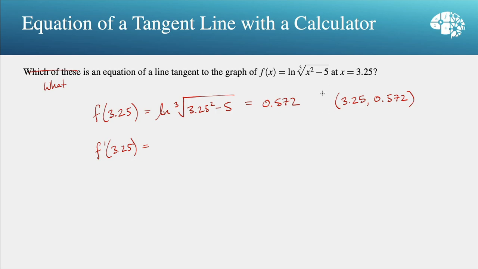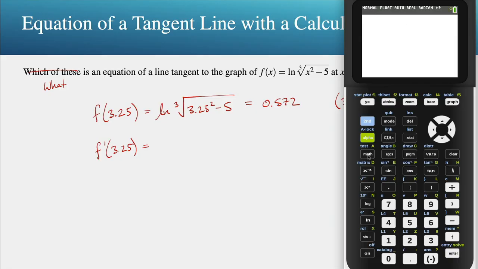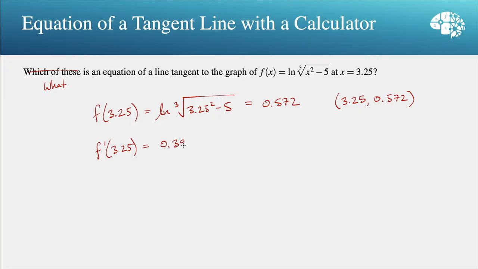So we're going to, in the calculator, go to math, and then we're going to do option number 8, nDeriv, or numerical derivative. And we have d/dx of, and then we have our function, natural log of the cube root of x squared minus 5. And we're evaluating that at x equals 3.25. Okay, so if I round this to 3 decimal places, that'd be 0.390. We have a point, we have a slope.